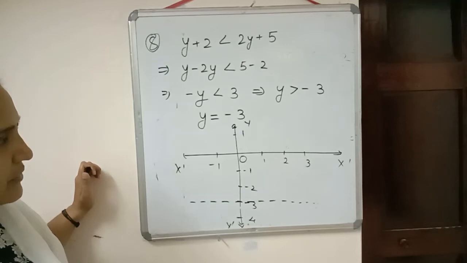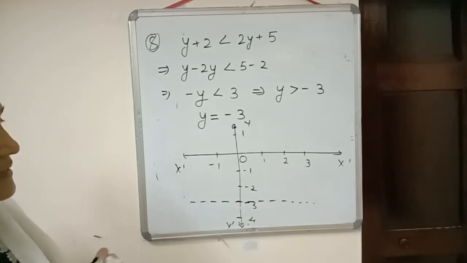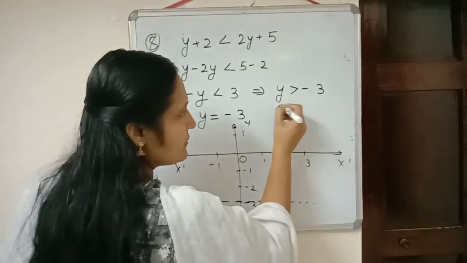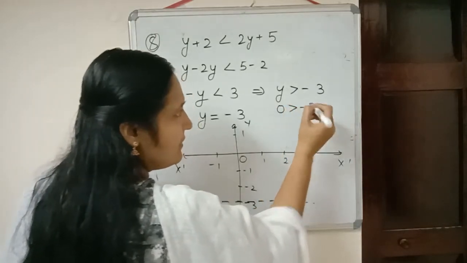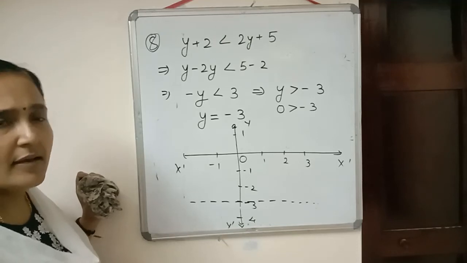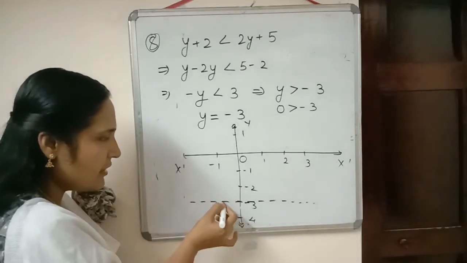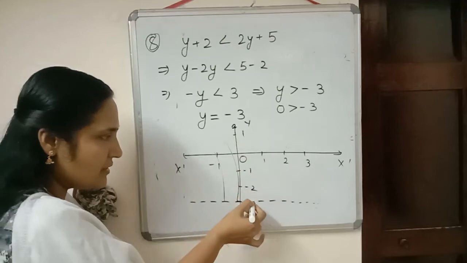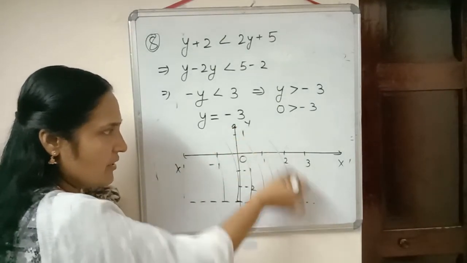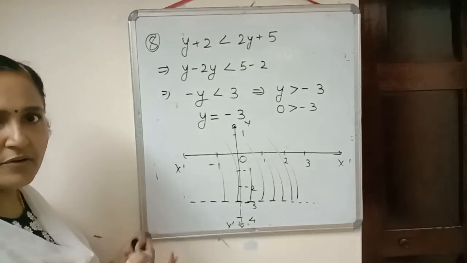Now substitute, just to check whether the origin will satisfy the given inequation or not. Substitute y is equal to 0. So 0 greater than minus 3. Correct? 0 greater than minus 3? Yes. So the solution region will be on the side of the origin. So this side will be the solution region. I hope these types of questions are clear to you.